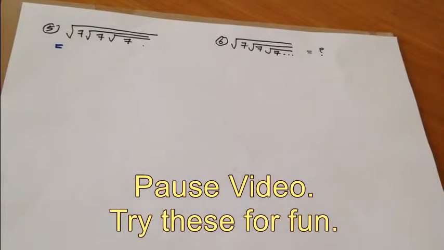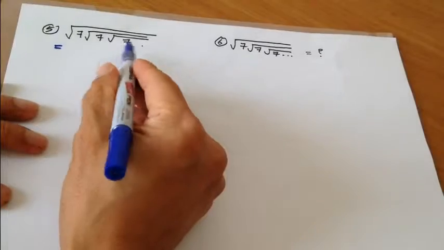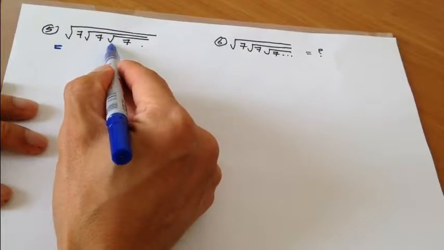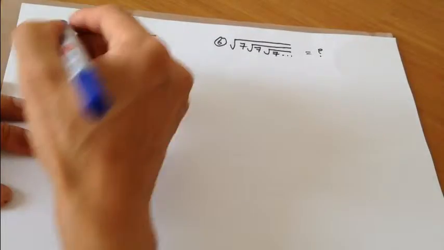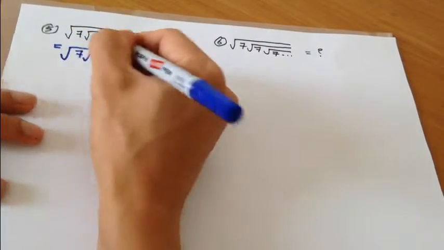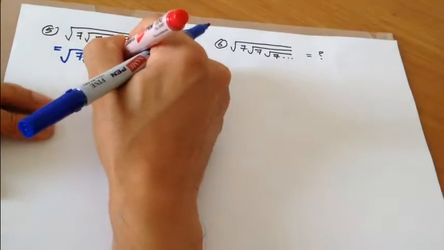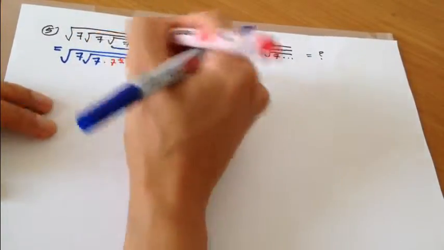Here are 2 more extra questions that you may like to try. Okay, let's get started. As usual, the strategy for question number 5 is to start with the innermost thing. So change that. So square root of 7 is changed into 7 raised to the power of half.